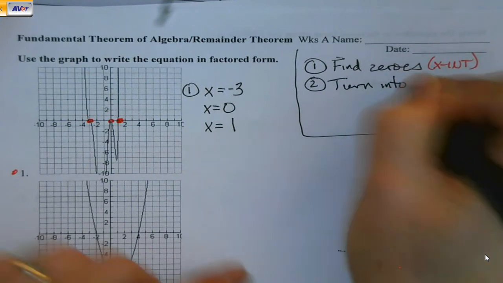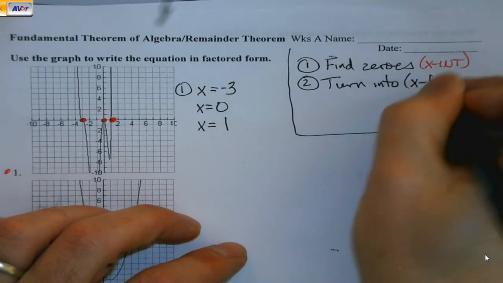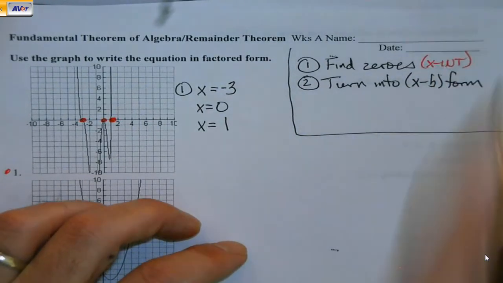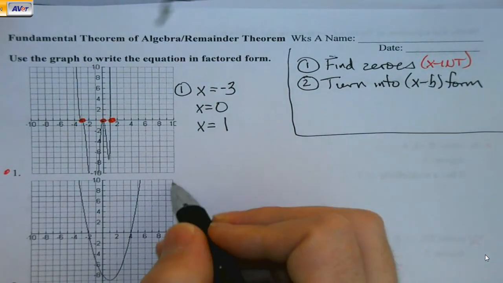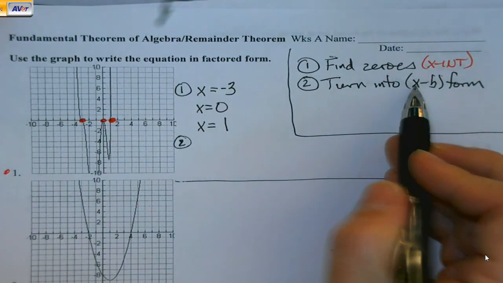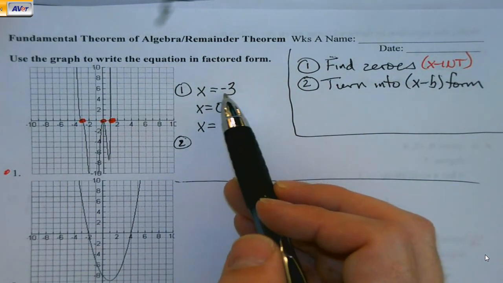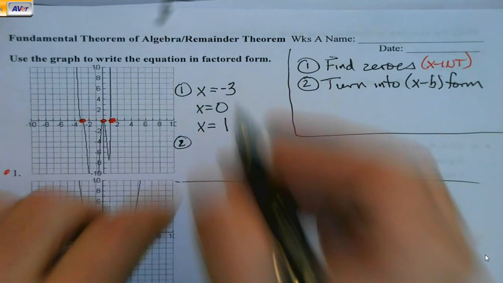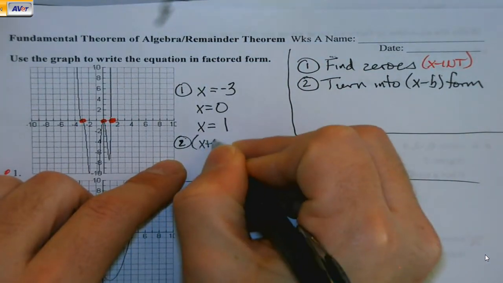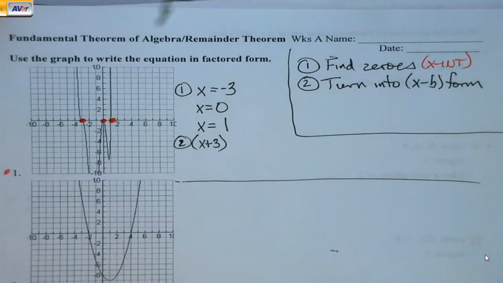Second job, we need to turn them into their binomial form, which just means we're going to take these, and when it says x minus b, all that means, and we said this yesterday, is I'm going to take the opposite of whatever sign I see when I'm putting them into the parentheses. So I'd have x plus 3. Whenever 0 is one of yours, like we've talked about before, we can just use x.